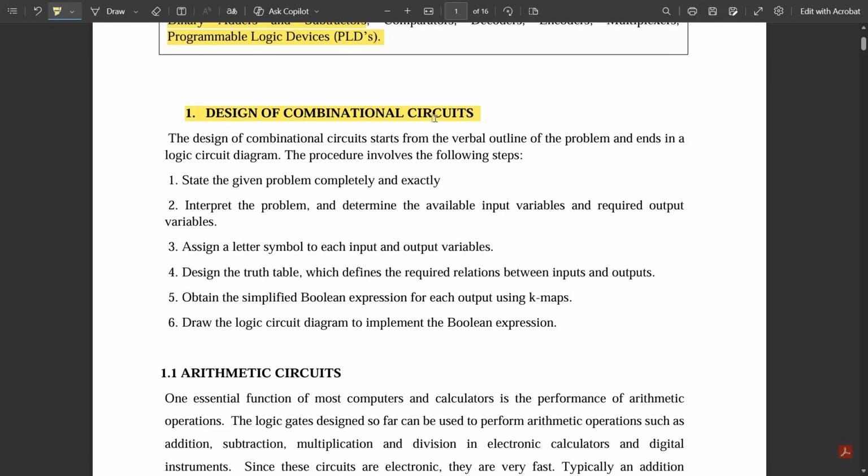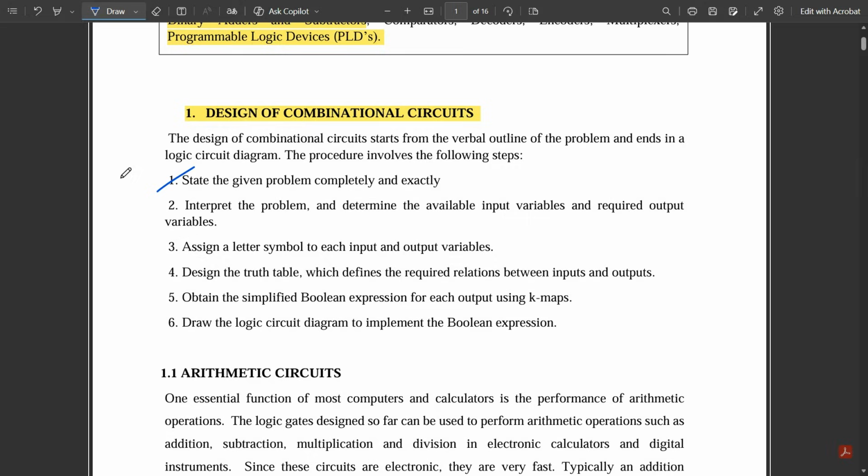That is the design of combinational circuits. Let us see what is given here. The design of combinational circuits starts from the verbal outline of the problem and ends in the logic circuit diagram. The procedure involves the following steps. So, for the design of combinational circuits, these are the steps involved.